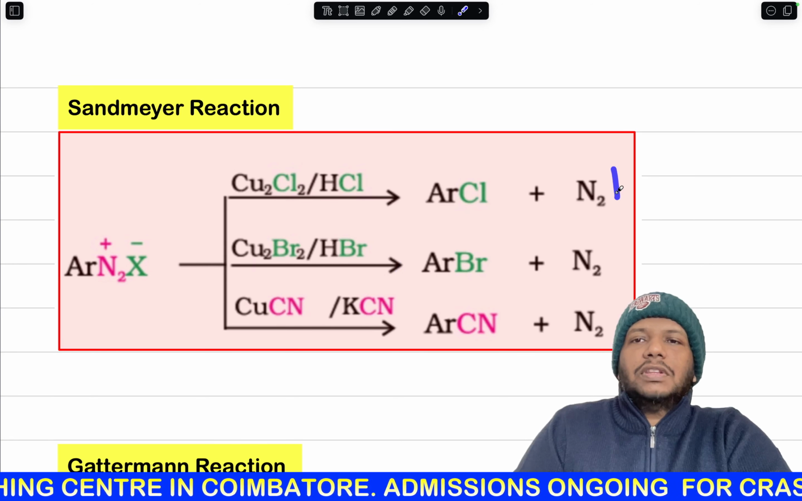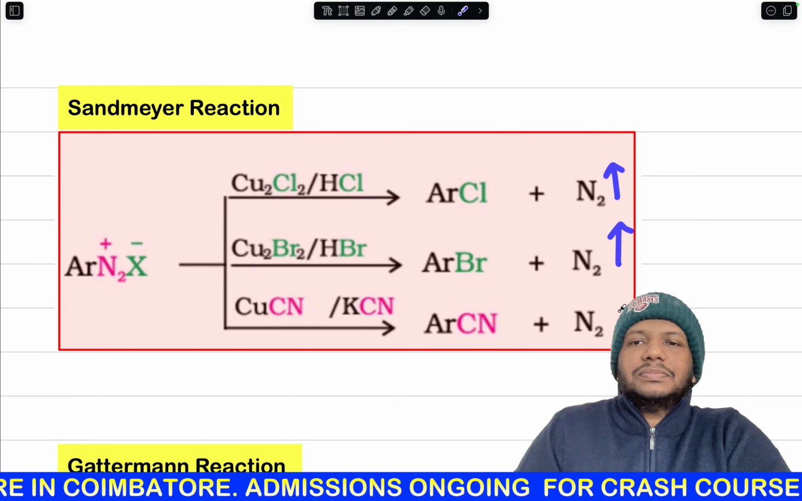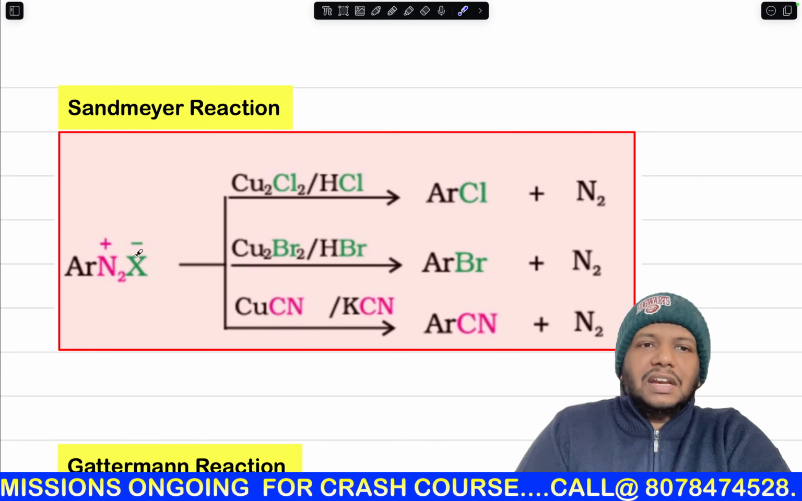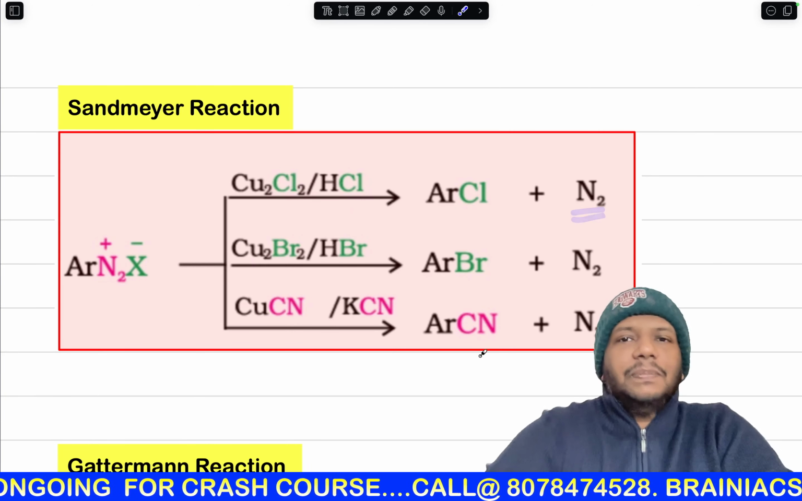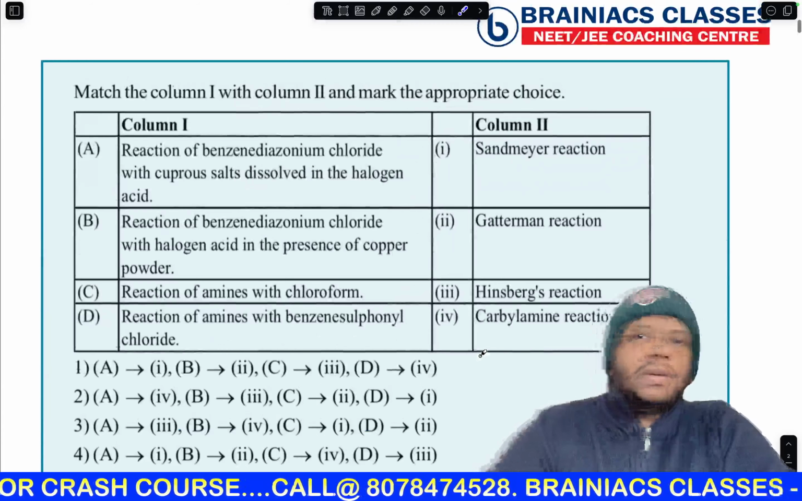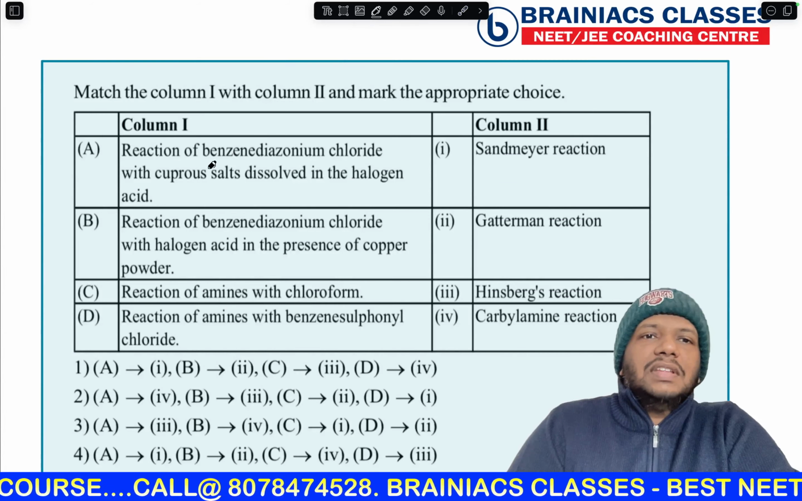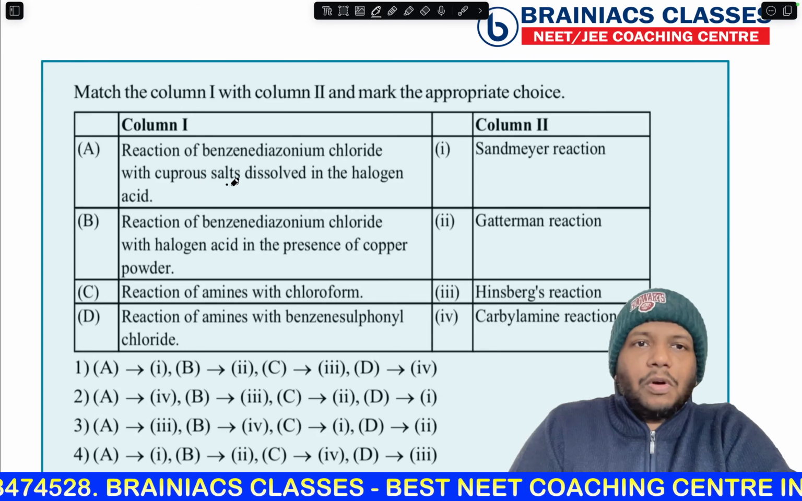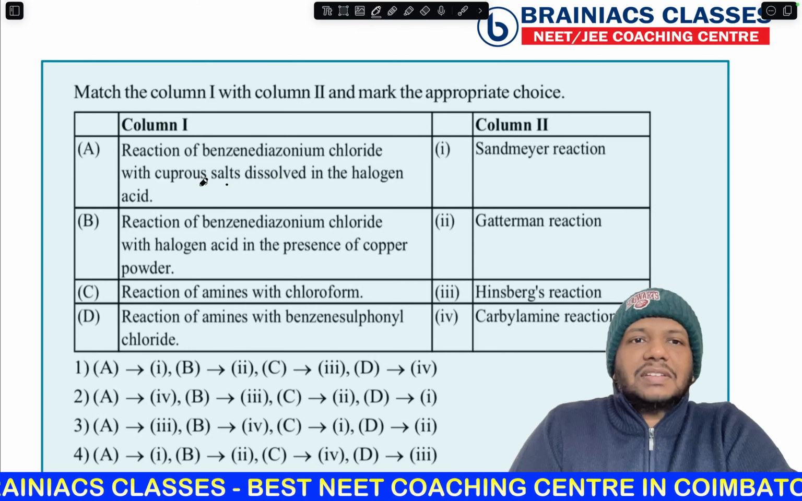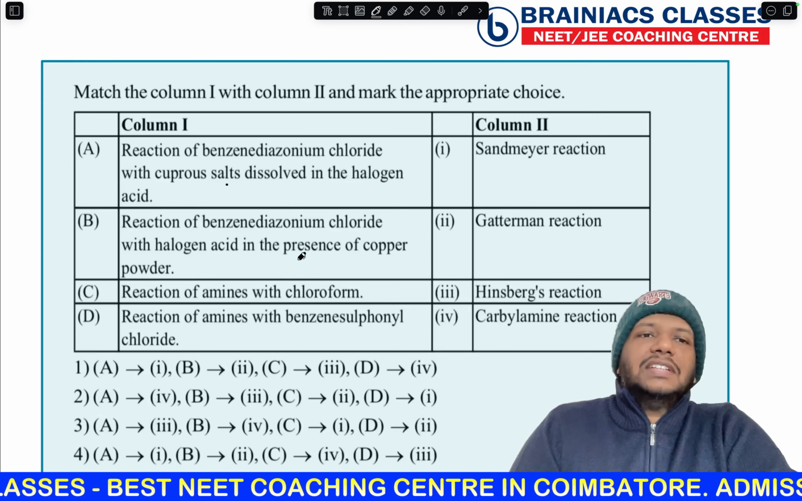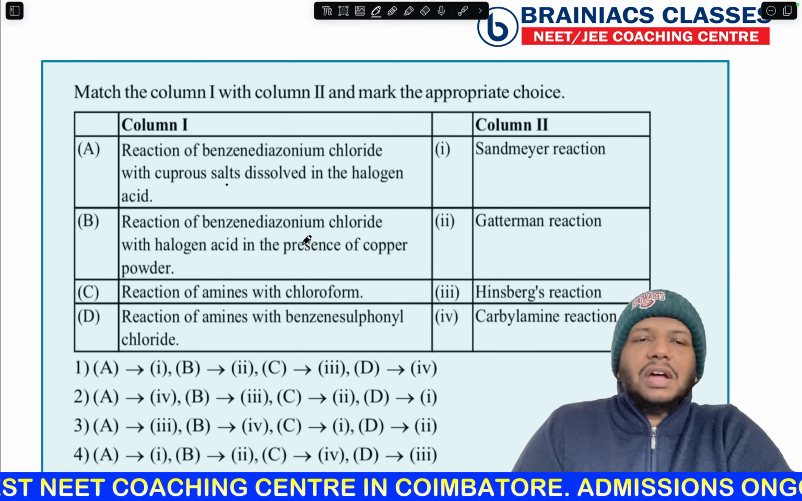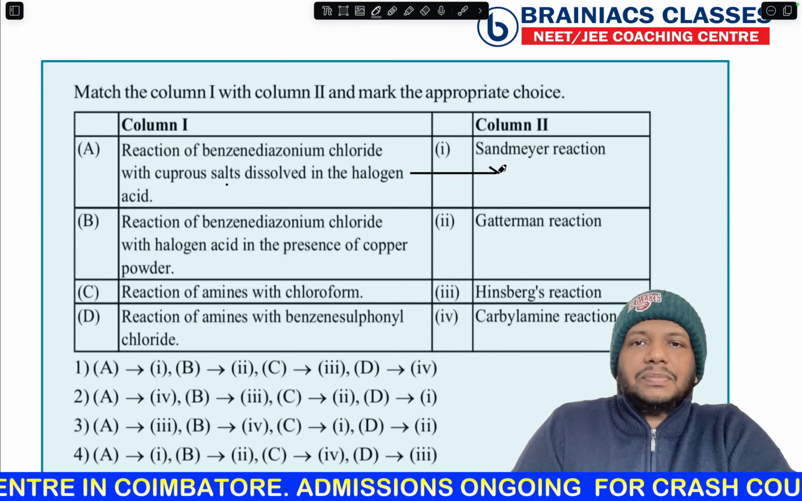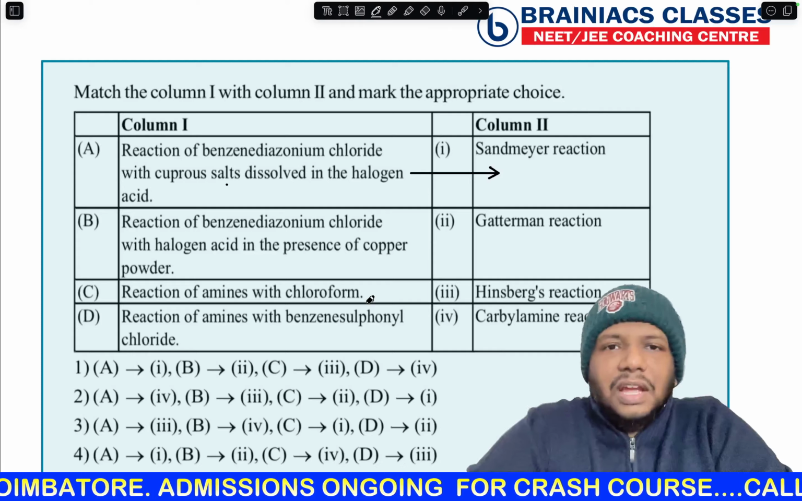And what is released during the process? Nitrogen gas will be released. Why? Because nitrogen here comes with a positive charge, so it will attract the electrons and move out as gas. So we can say that we got the first one: reaction of benzene diazonium chloride with cuprous salt. The salt here can be chloride, bromide or cyanide. That is the reason they are saying cuprous salt dissolved in halogen acids. It can be HCl or HBr. So the first one is correct. It's a Sandmeyer reaction. Clear? I hope it is clear for you.